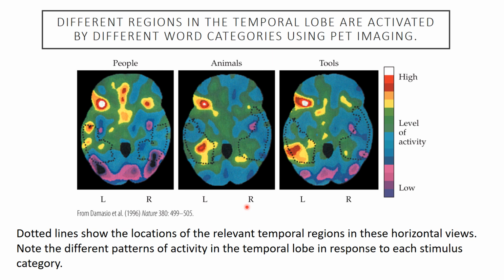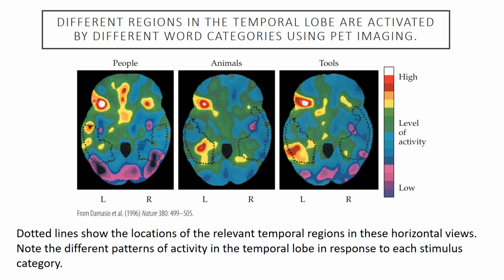There are different regions in the temporal lobe that are activated by different word categories that we can see using PET imaging. So depending upon the kind of category we're talking about, we get different areas that get activated. Again, this is some more PET imaging. The dotted lines show the locations of relevant temporal regions in these horizontal views. You should see the different patterns of activity in the temporal lobe in response to each stimulus category. We have three categories illustrated here: people and people-related words, animals, and then tools. And you can see that the pattern isn't the same across all of them.